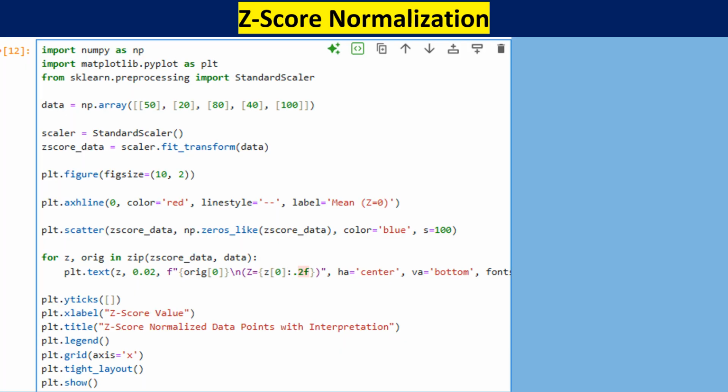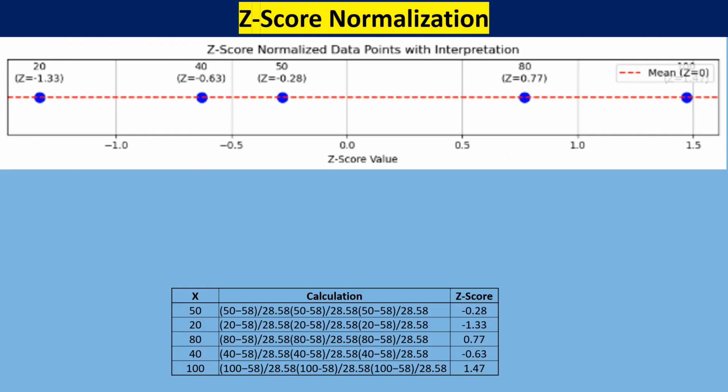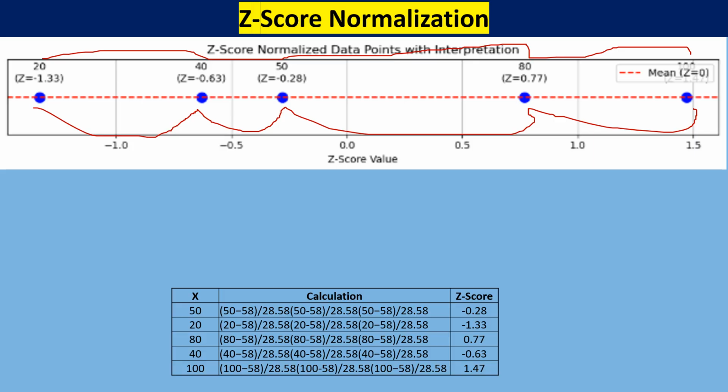Z-score normalization code: initialize the standard scaler, apply z-score, and then plot the distributions. Z-score graph: each blue dot represents a data point from the original list, like 20, 50, 80, and 100.